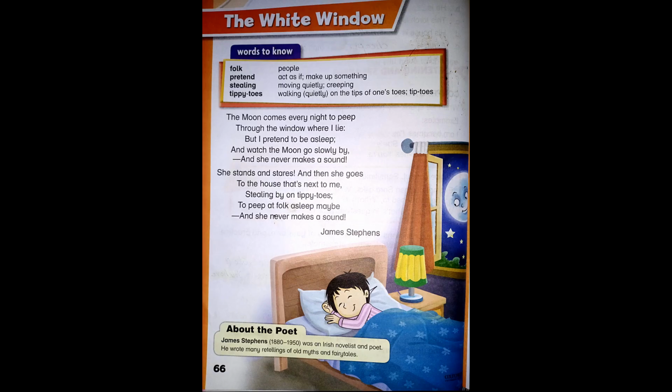Now come to page number 66 of your book, and first of all, words to know: folk, people; pretend, act as if, make up something; stealing, moving quietly, creeping; tippy toes, walking quietly on the tips of one's toes, tiptoes. Now read the poem together.